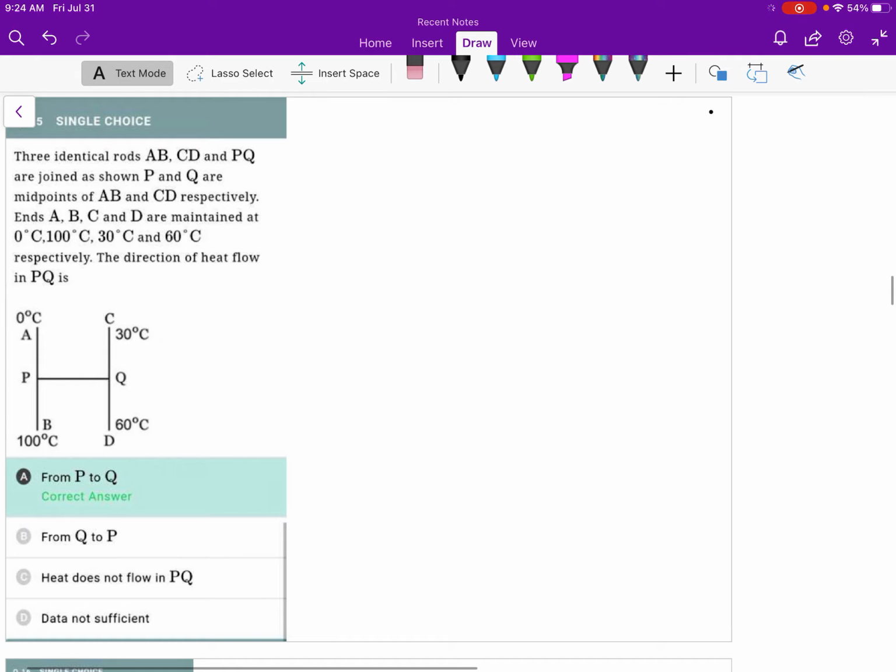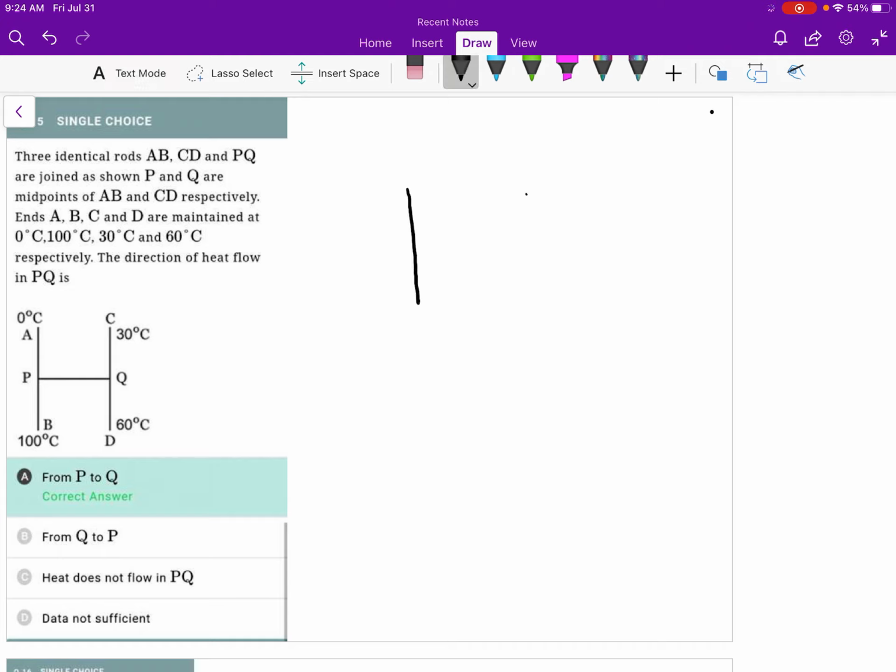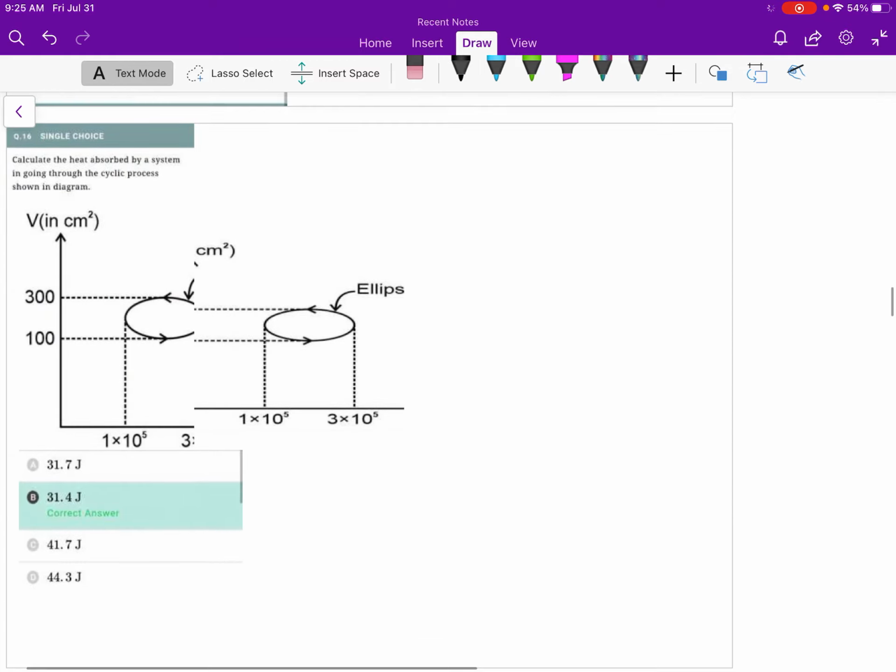Three identical rods A, B, C, D, find the direction of heat flow. So see, let's remove the rod PQ to assess whether P has greater temperature or Q has greater temperature. When we remove the middle rod PQ, the temperature on both the rods will fall linearly. So here it is 0 degree, here it is 100 degree. So at P it will be 50 degrees Celsius, and similarly at Q it will be 45 degrees Celsius, 30 plus 60 by 2. So when we connect the rod between P and Q, heat will flow from high temperature to low temperature. So it will be from P to Q.